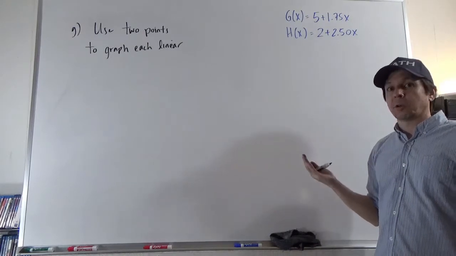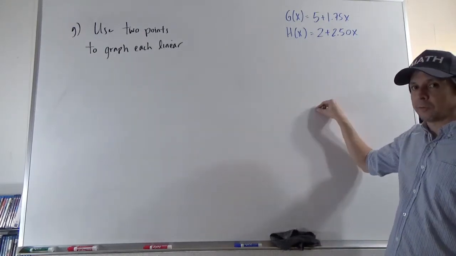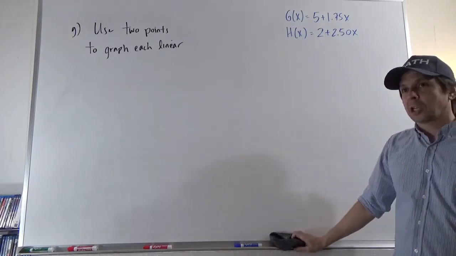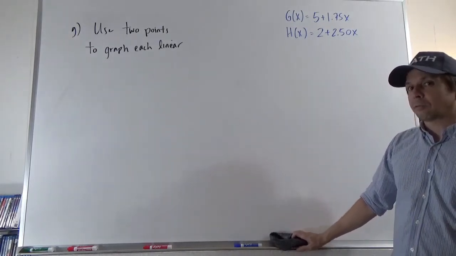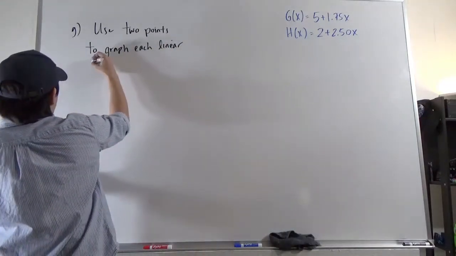So we've done it before, and I'm going to emphasize, if it's not such nice things where you can just count rise per run and get precise points, you probably want to just use 2 points to graph linear functions, and that's what we're going to do. Use 2 points to graph each linear function.